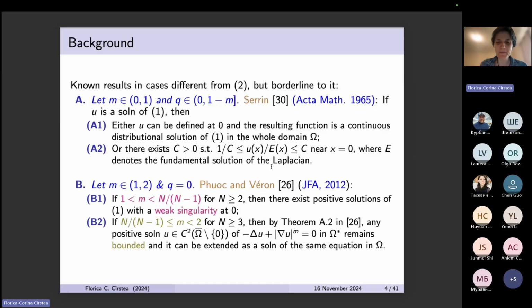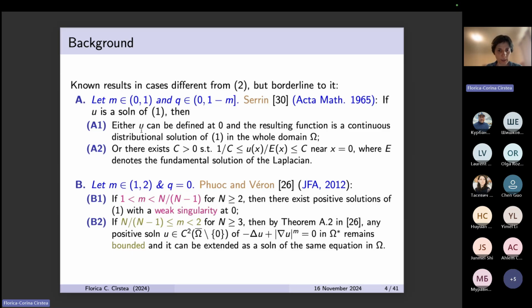Here, another paper, another notation. So capital E is the notation for the fundamental solution of the Laplacian, just to keep the notation in the paper. And so comparable with the fundamental solution means that the ratio between u and E is bounded from above and below by positive constants. So this is the framework in which, if q plus m is less than or equal to 1, there is nothing to be done because Serrin has done it.